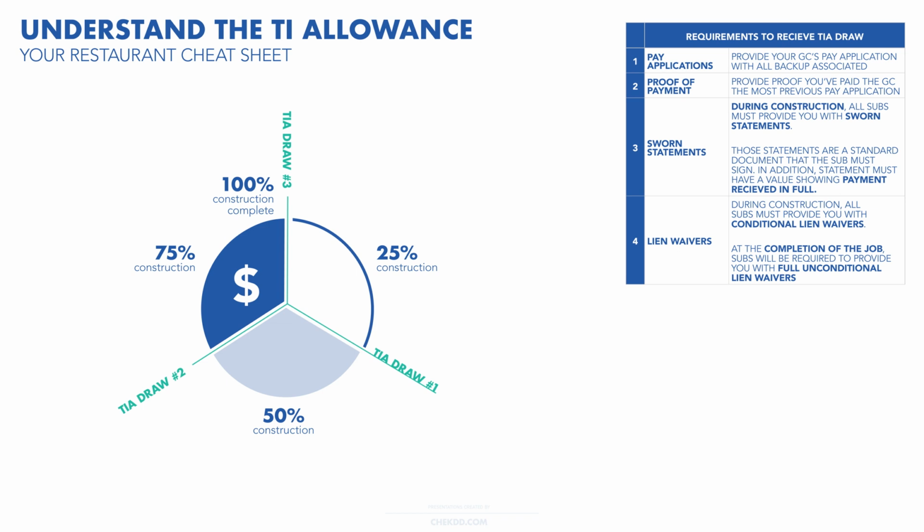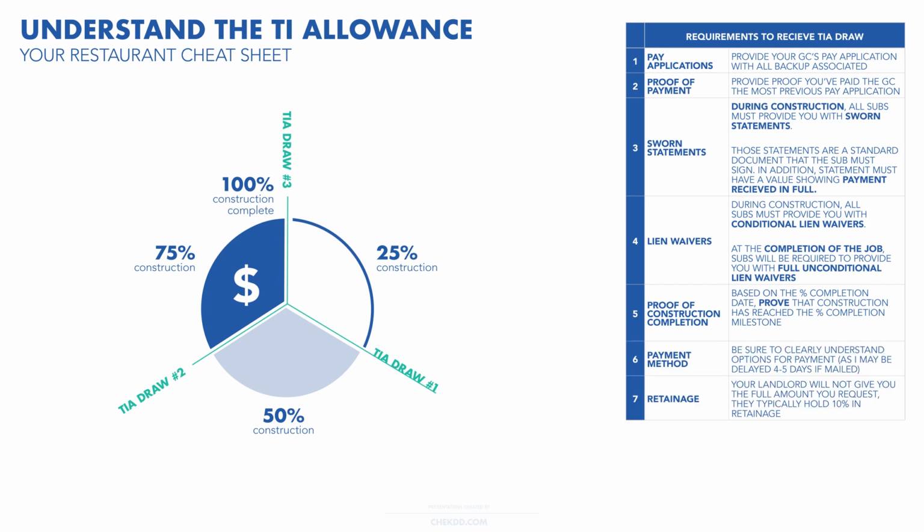Additionally, proof of construction completion is crucial to ensure that the project progresses as stipulated in your TI allowance report. Landlords often request evidence of progress, which may include photographic documentation or confirmation from the architect certifying completion at a specified percentage. Understanding the method and time frame of payment is vital. Delays can occur if payment is made via mail or wire transfer, so clarity on payment timelines is essential to avoid inconvenience when compensating your contractor or subcontractors.